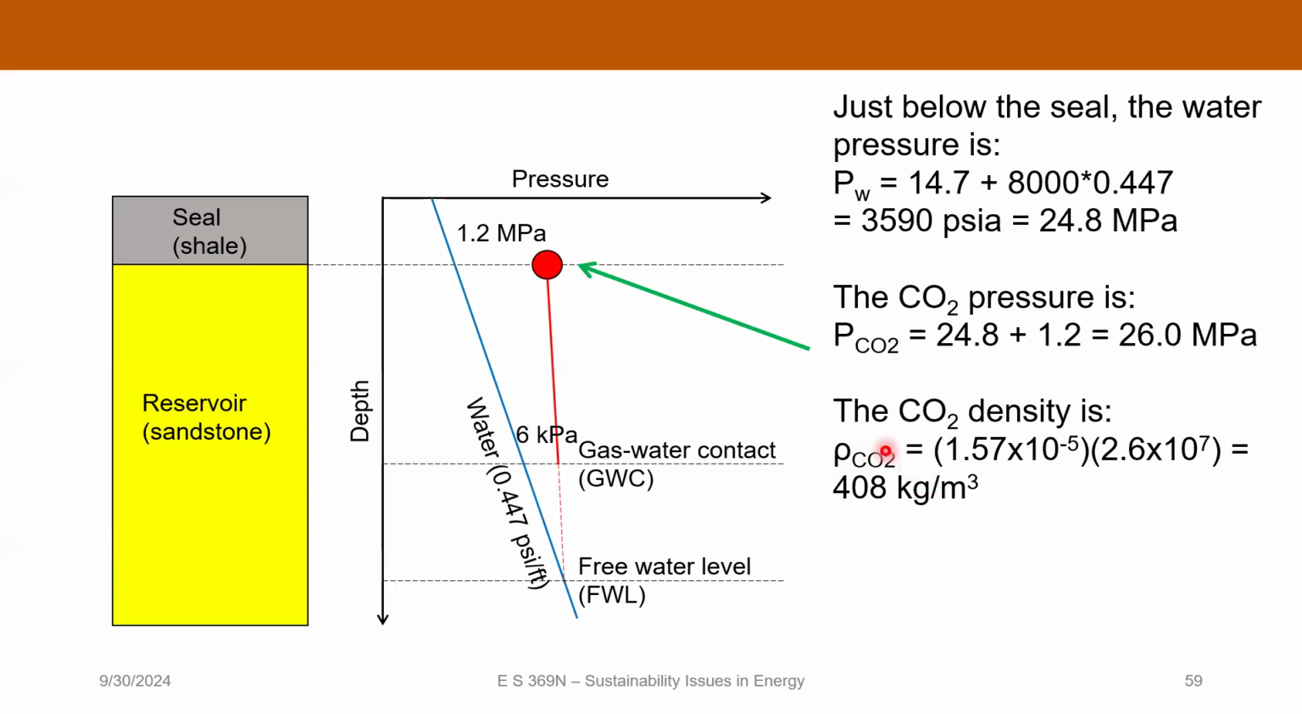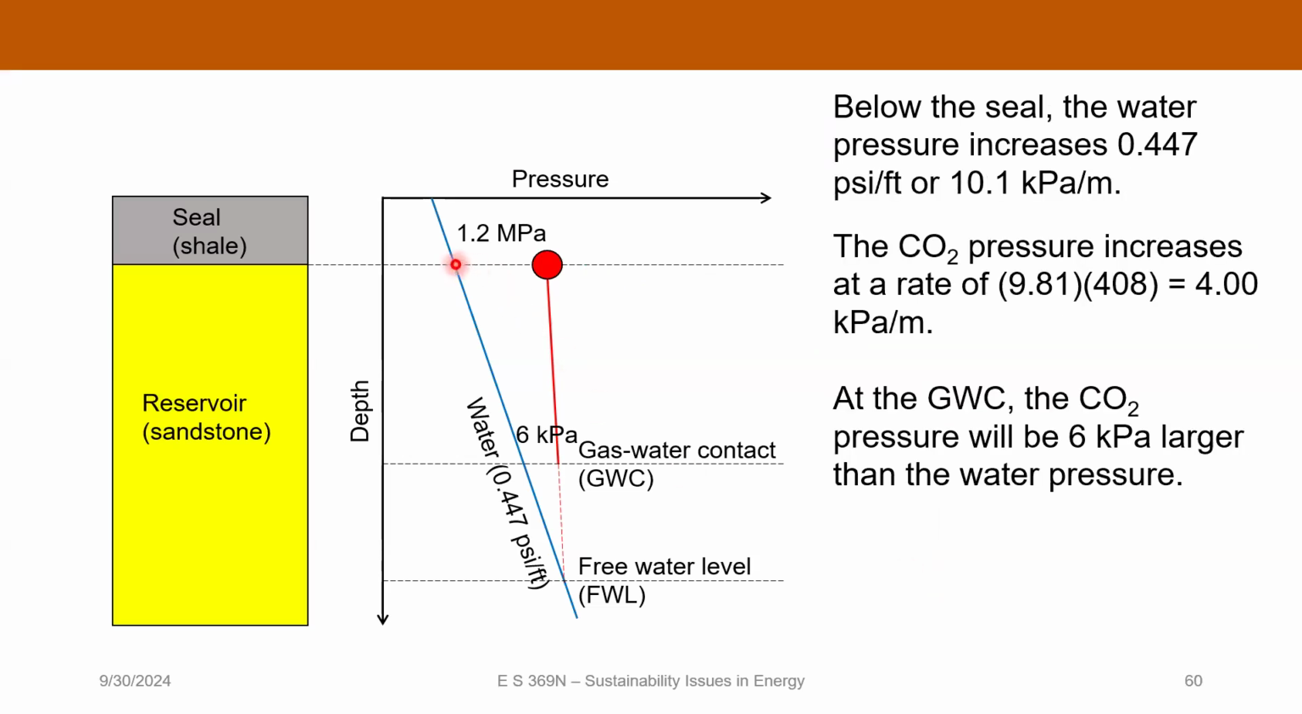Okay, and then the density of the CO2, if we plug that pressure into our equation from before, it's 408 kilograms per cubic meter. All right, now, if we look at how rapidly the water phase pressure increases, we know that it increases at 10.1 kilopascals per meter. And for the CO2 pressure, we'll assume that the density doesn't vary much between the seal and the gas-water contact, so we'll leave a constant density, 4 kilopascals per meter. And we know that at the gas-water contact, the CO2 pressure will be 6 kPa larger than the water pressure.